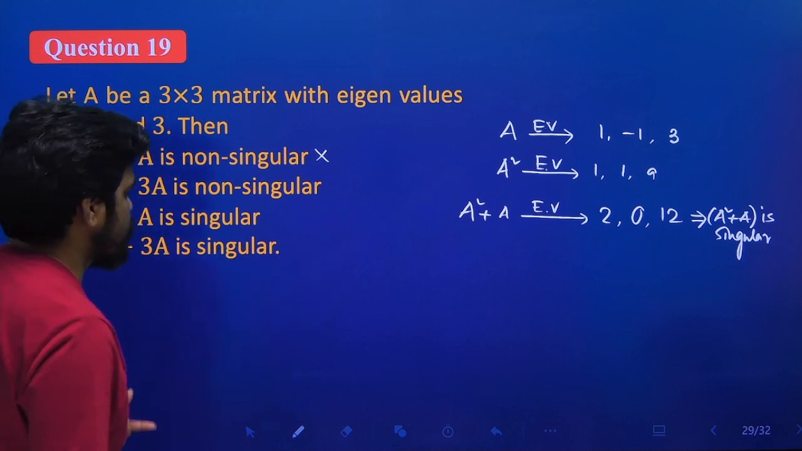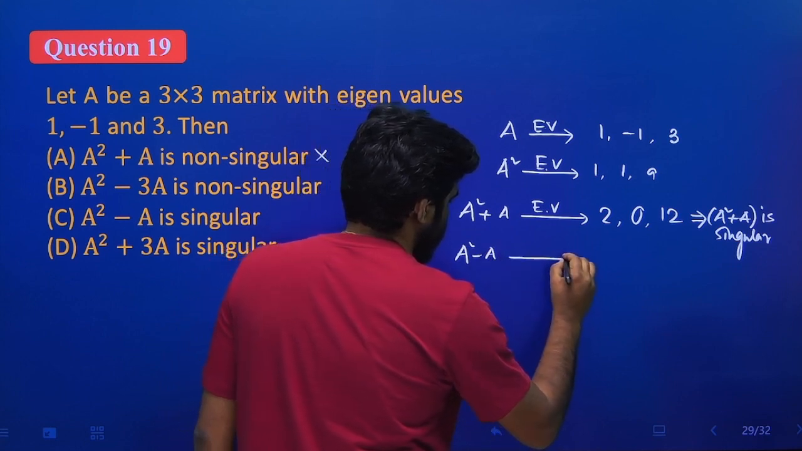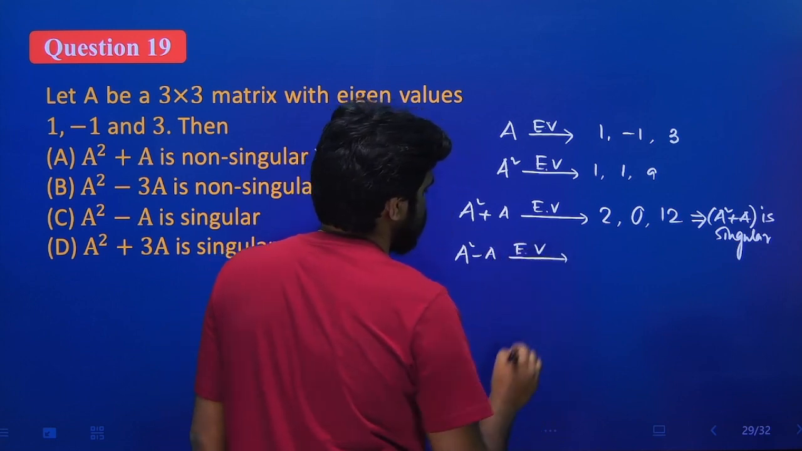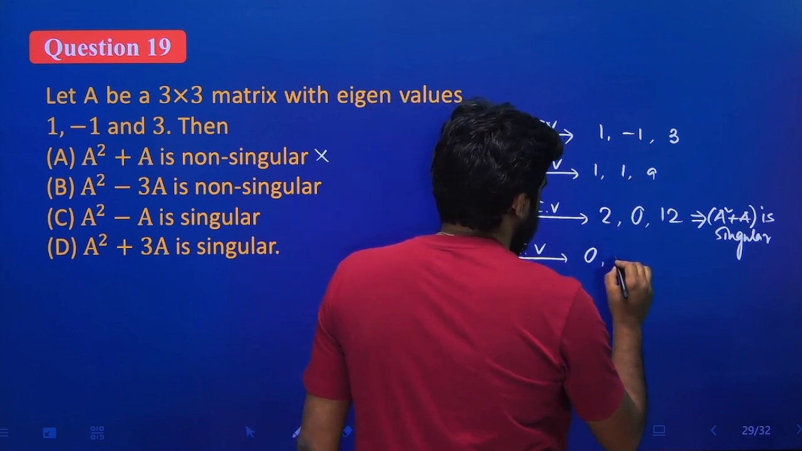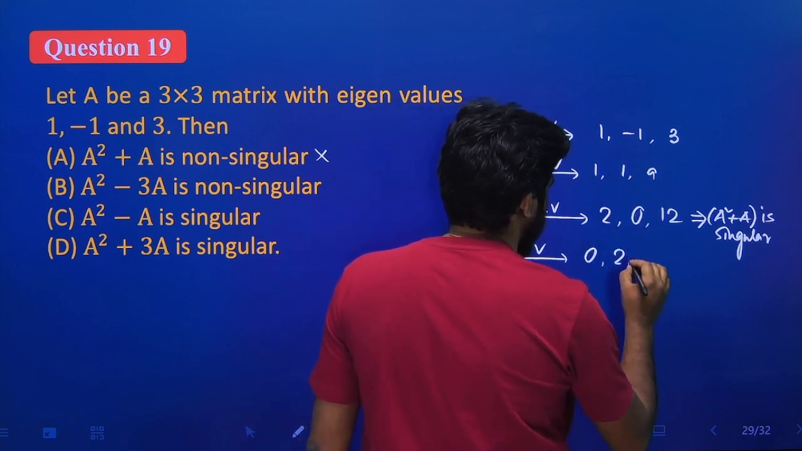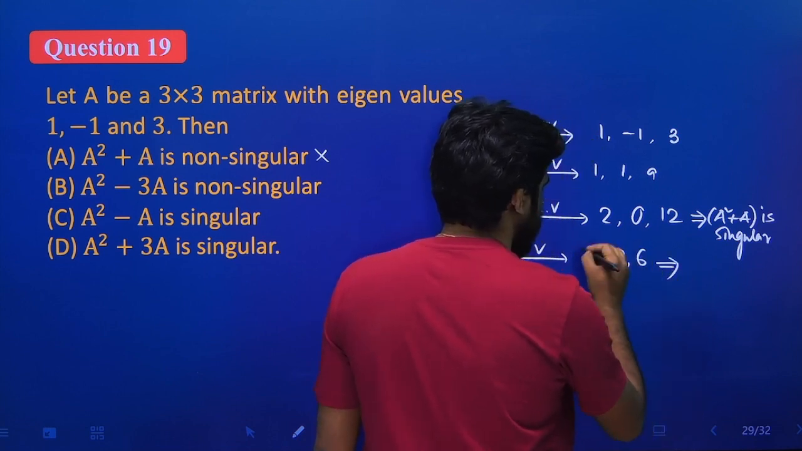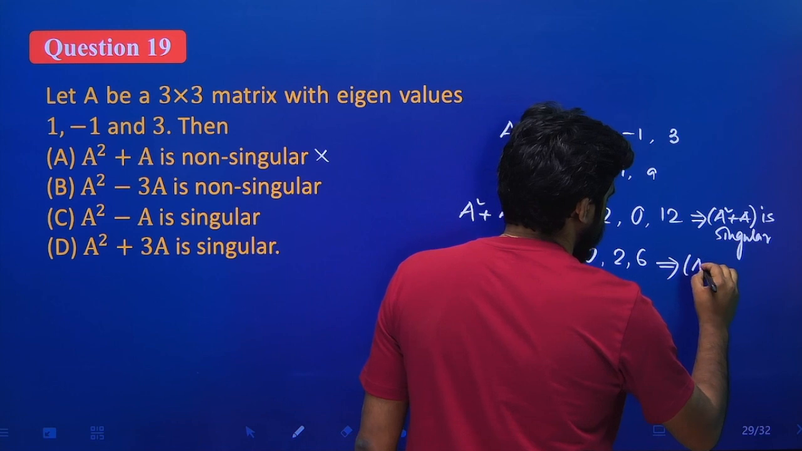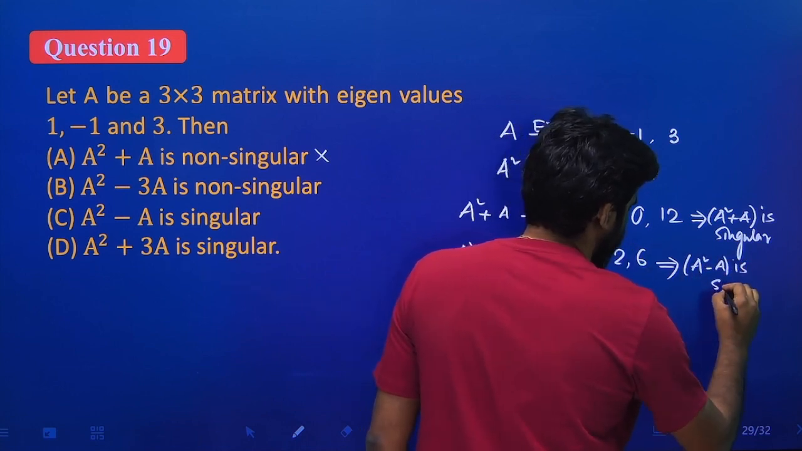A square minus A calculation, just A square minus A. So what are the eigenvalues? A square minus A, 1 minus 1, 0. This is 2, 9 minus 3, that is 6, right? So 0 is an eigenvalue. That means A square minus A is singular.